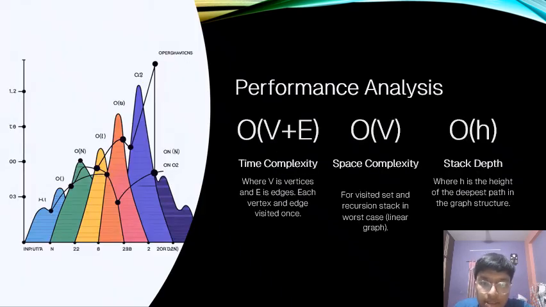This slide says performance analysis. The performance analysis has been classified into different types. First one, time complexity. Second one, space complexity. Third one, stack depth. Here O means order. Order of V plus E is the time complexity. Order of V means space complexity. Order of H means stack depth. So these three are the different performance analyses of the DFS algorithm. Let's go to the next slide.